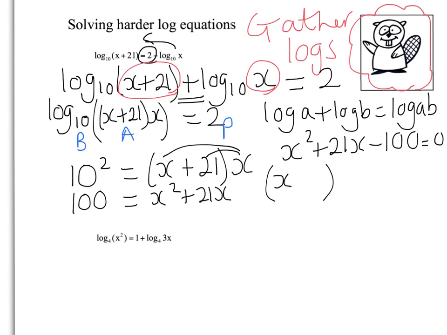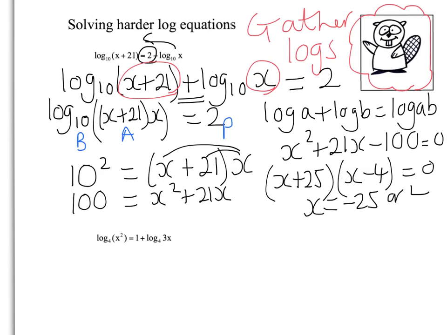Okay, let's have a think about how this solves. It's going to be a 25, isn't it, and a 4. It's definitely going to be a 4. It's going to be a plus 25 and a minus 4. And therefore x is minus 25, or x is 4. And of course, if we look back up at the question, we can't have log of base 10 to the minus 25. So we reject this answer, and then our answer is just x equals 4.